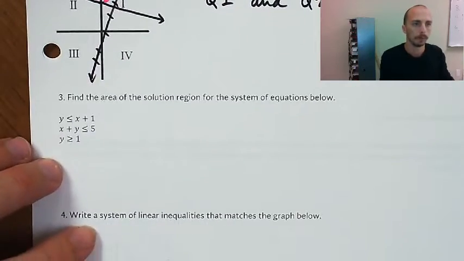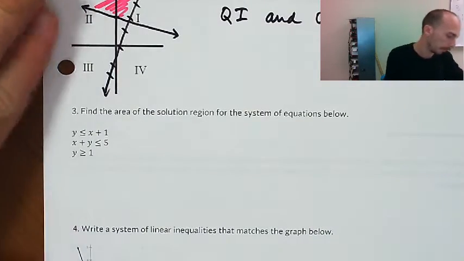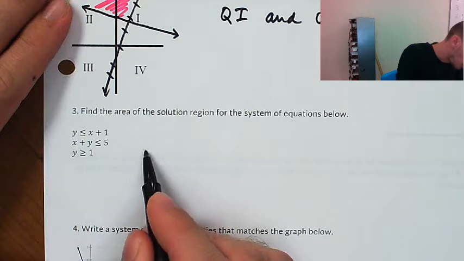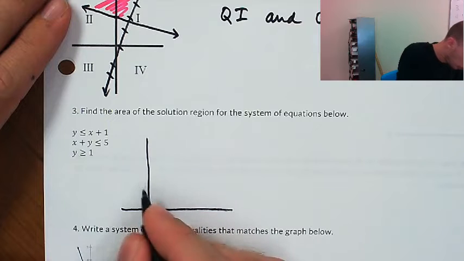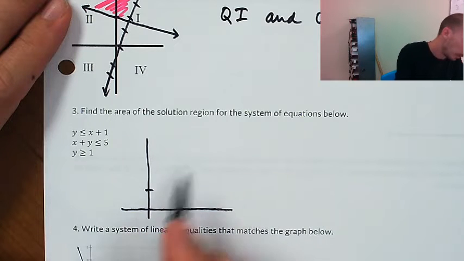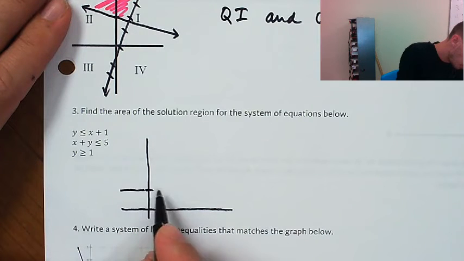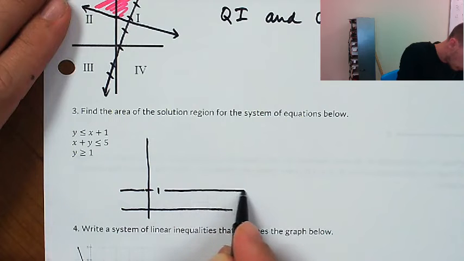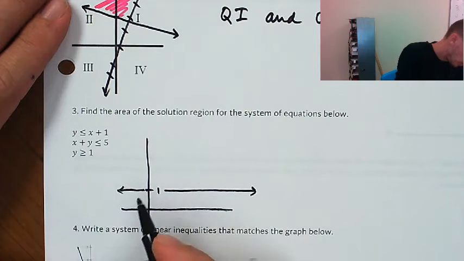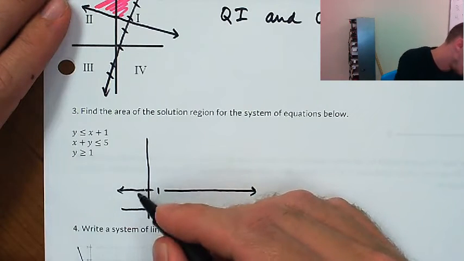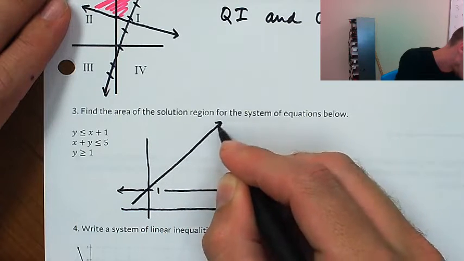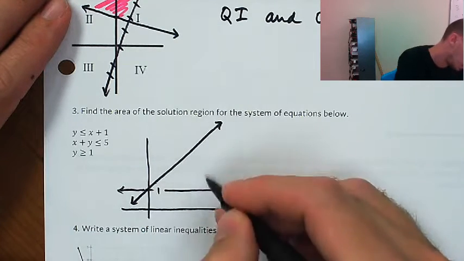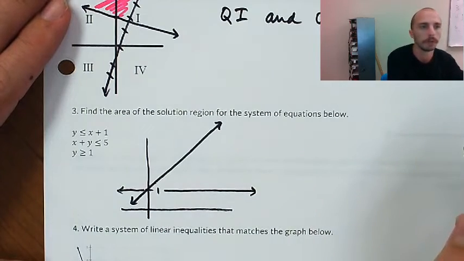All right. Now, for number 3, we're going to find the area of the solution region. Okay, y is greater than or equal to 1, and y is less than or equal to x plus 1. So I think 1 is going to be an important spot. Y is greater than or equal to 1, it's going to look like this. And y is less than or equal to x plus 1 is going to kind of go up like that. So it's going to be underneath this line and above that line.